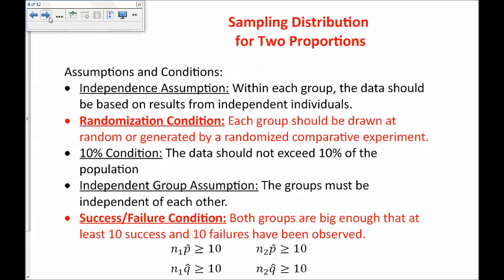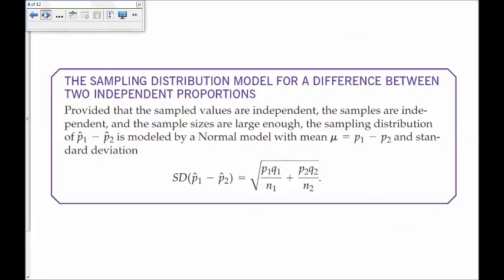Now, on the AP free response questions, I've noticed the two that they focus on the most, that they're looking for, are the randomization condition and the success-failure condition. Make sure you check both of those, and you have to plug numbers into these equations and check with numbers from the problem. You can't just say, well, there's at least 10 in both of them. You have to actually plug numbers in as you check the success-failure condition.